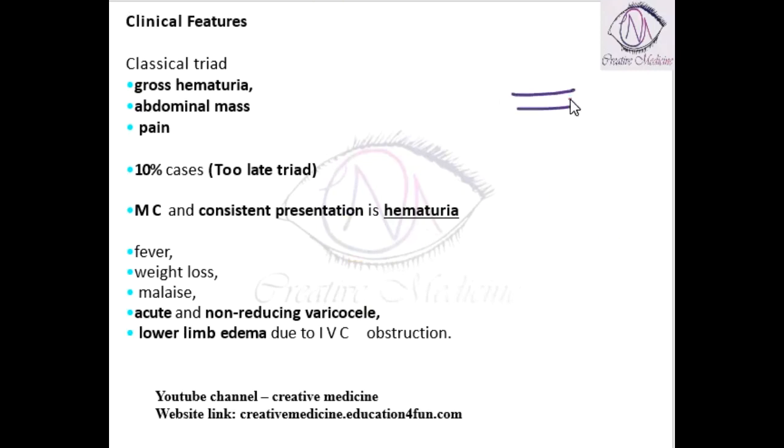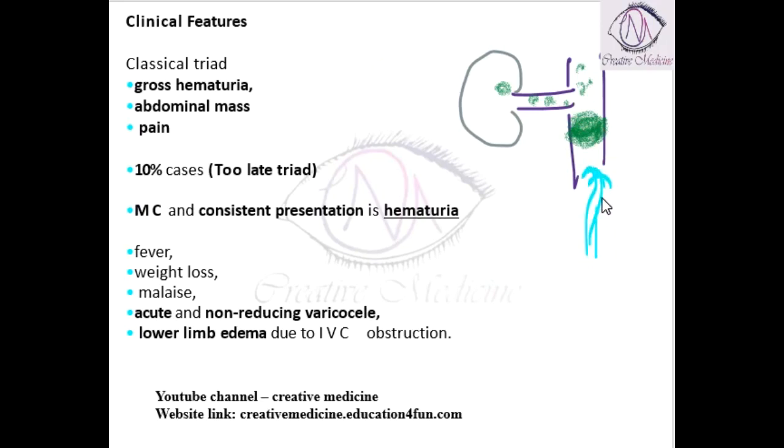Now why is there inferior vena cava obstruction? This is because the renal tumor, the tumor from the kidney, spreads into the renal vein, and from there it reaches the inferior vena cava and causes a blockade in the inferior vena cava. Because of this obstruction, the blood in the lower limbs cannot be drained. As a result, there is accumulation in the lower limbs, resulting in lower limb edema.